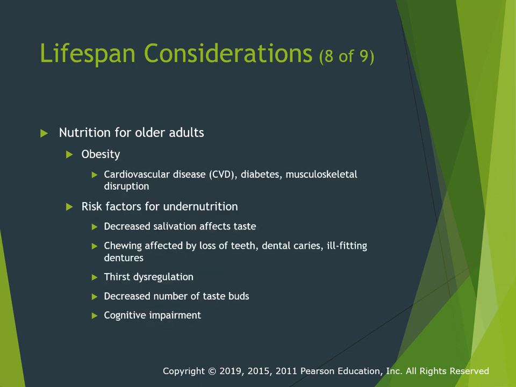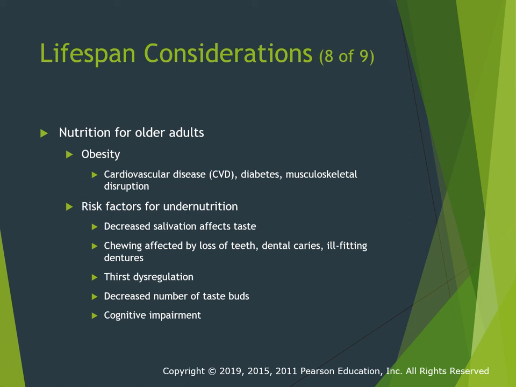Again, obesity can occur in the older adult because of sedentary lifestyle or the lack of being able to buy food that is lower in calories. Like I said, processed foods are cheaper. It leads to heart disease, diabetes, and musculoskeletal issues. The more weight you gain, the more problems you're going to have with your skeletal structure. You're going to have pain in your knees and hips.